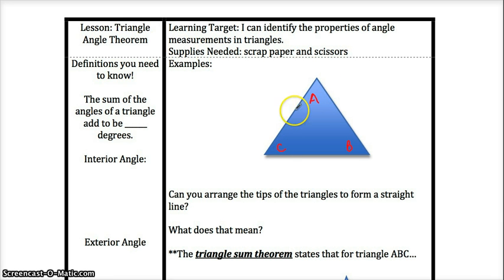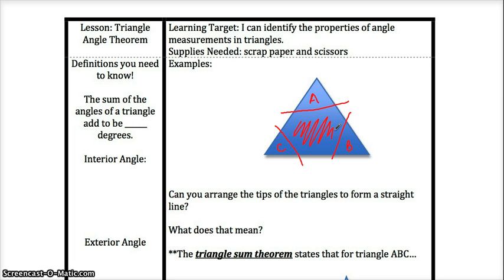And then once you're done with that, go ahead and take your scissors and cut off the tips of each triangle on each side. Cut the tips off so you'll have three pieces and then this piece in the middle, which you don't need anymore. Okay, so go ahead and pause the video now and do that.